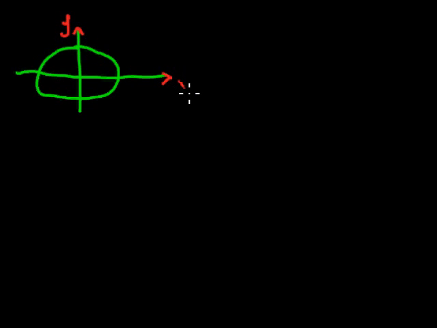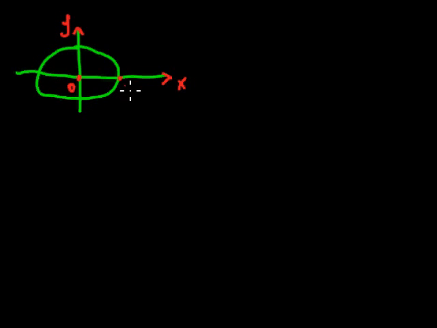Okay, let's find area of an ellipse. First, let's make a quick sketch. Okay, this is going to be y-axis, x-axis. This is point 0.